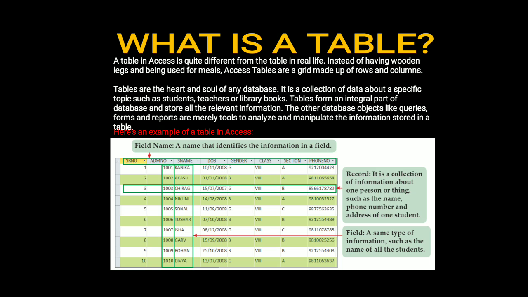So here I want to define the term table. A table is a collection of records that can be divided into fields. It is the fundamental structure of a database. It is organized in rows and columns. Rows are known as tuples and columns are known as fields in a database. Table is also known as relation.